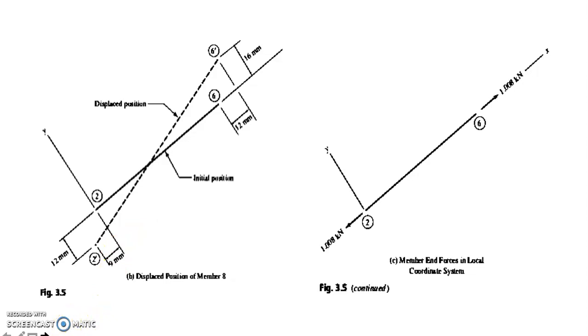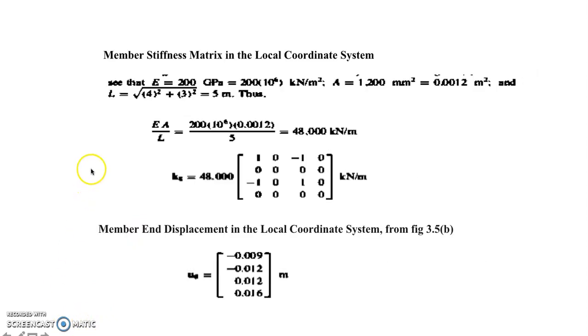To solve for the axial force for member 8, we have to solve first for the member stiffness matrix in the local coordinate system, that is your K. So to solve for K, of course, you have the equation a while ago. You have EA all over L multiplied to this in matrix form. So you have to identify our EA all over L. E is our modulus of elasticity. It was given in the problem.